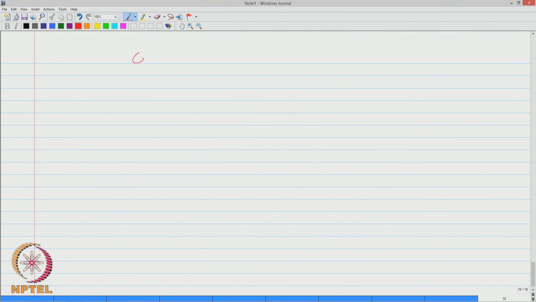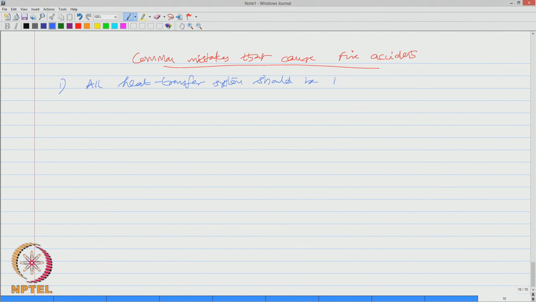Let us ask a question, what are common mistakes people make that can cause fire accidents? One, all heat transfer systems should be thoroughly inspected for no leak or smoke. That is the first practice which you will adopt. If violated, it can be one of the common mistakes to cause fire accidents.